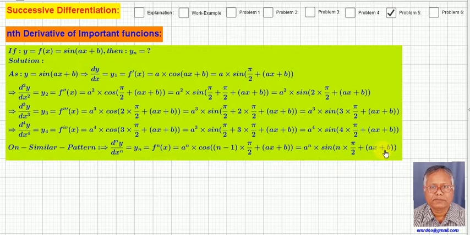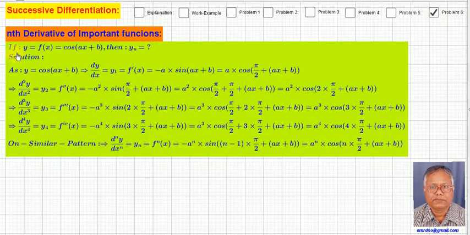So it is sin(ax+b). Now let us take cos(ax+b). If y is equal to f(x) equal to cos(ax+b), then y is equal to cos(ax+b), which implies dy/dx is equal to y1. I mean the first derivative y1 is equal to f'(x), and the derivative of cosine is minus sine, so minus a sin(ax+b). Arrange this sine in terms of cosine. That becomes a cos(π/2 + ax + b), since sin θ is equal to minus cos(π/2 + θ).